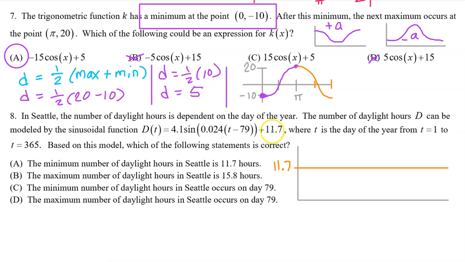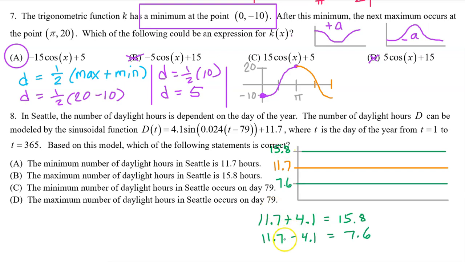We notice that the d value is 11.7, so the midline is y equals 11.7. We notice that the amplitude is 4.1, so the maximum value will be the middle value plus this amplitude. 11.7 plus 4.1 is 15.8, so that is the maximum value. Similarly, 11.7 minus 4.1 gives a minimum value of 7.6.